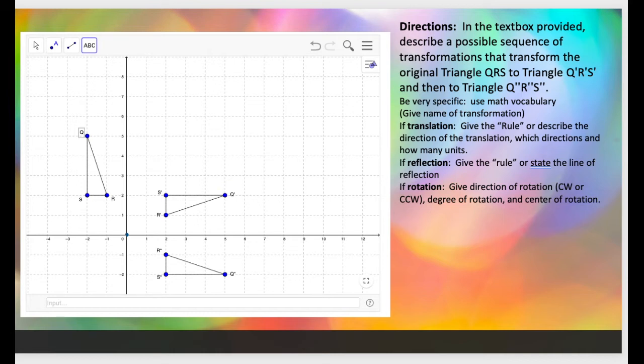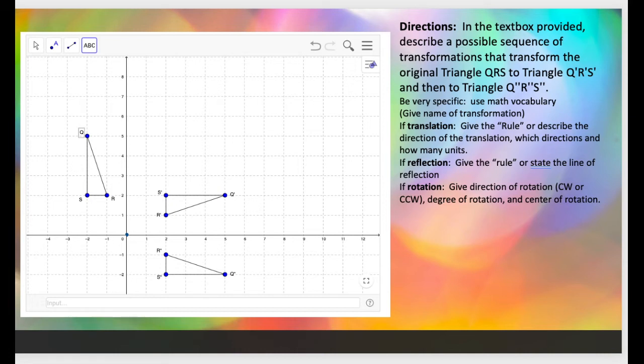Use math vocabulary. Give the name of the transformation. If you're talking about a translation, you want to give the rule or describe the direction of the translation, which direction, and how many units. If you're referring to a reflection, make sure you give the rule or state the line of reflection. And if you're talking about a rotation, you want to give the direction of the rotation, either clockwise or counterclockwise, the degree of rotation, and the center of rotation.